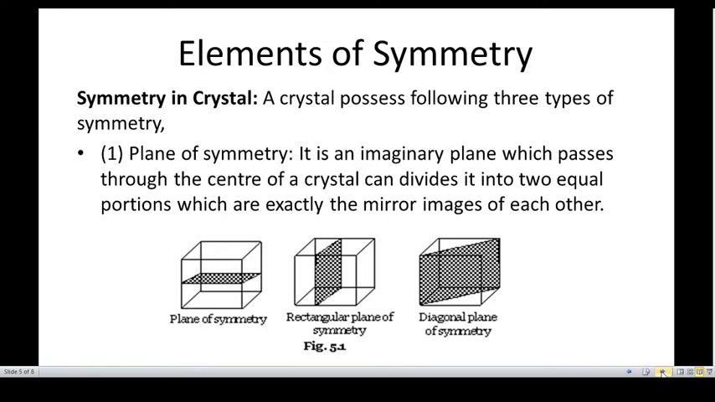Now if you look at this picture, this is the plane present exactly at the center and it divides the whole crystal into two equal portions which are exactly the mirror images of each other. Likewise here also, the plane is present at the center and divides the crystal into two parts which are mirror images of each other. Here also the same. So plane of symmetry is an imaginary plane that passes through the center of the crystal and divides the crystal into equal portions which are exactly mirror images of each other.